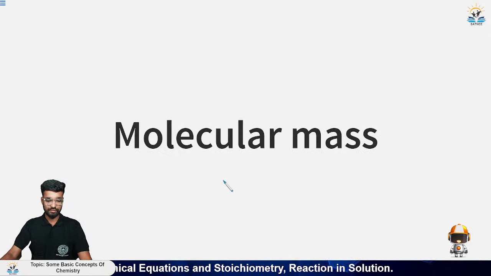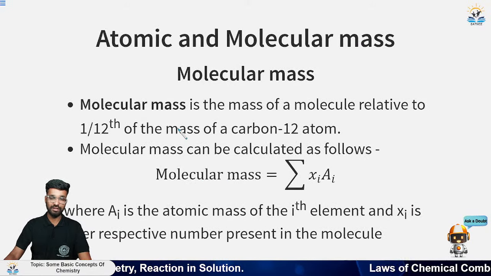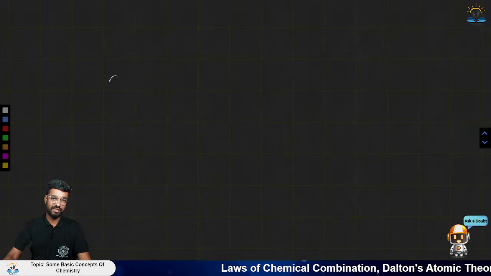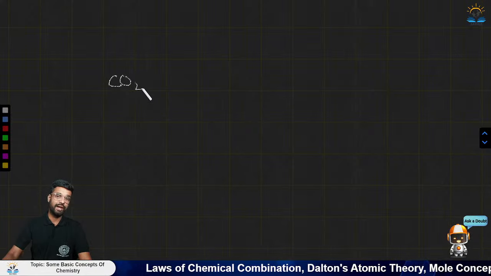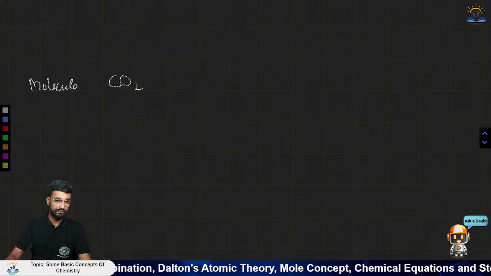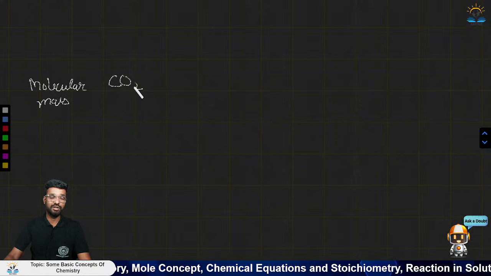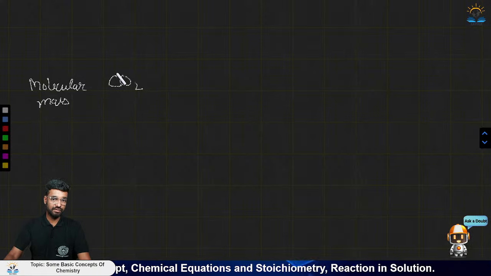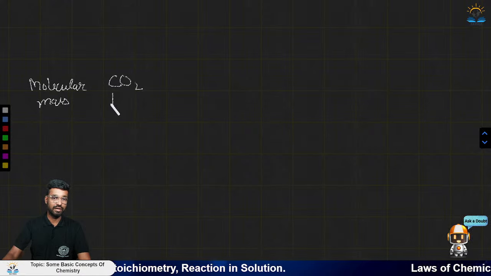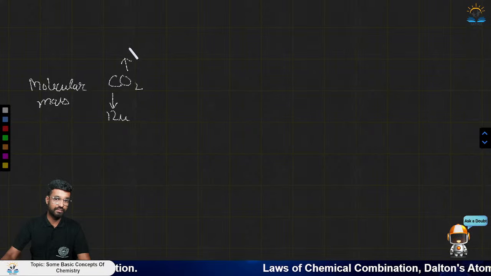Now next, molecular mass. What is molecular mass? Suppose you have a given compound, carbon dioxide, and we are asked to calculate its molecular mass. How will we calculate it? We first take the atomic mass of each element. We know by reference that carbon has an atomic mass of 12 u and oxygen has an atomic mass of 16 u.